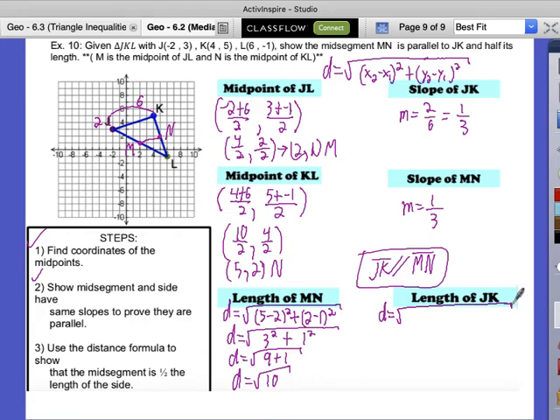Can anybody tell me my starting point for JK? What would be my first step? Parentheses? Okay.